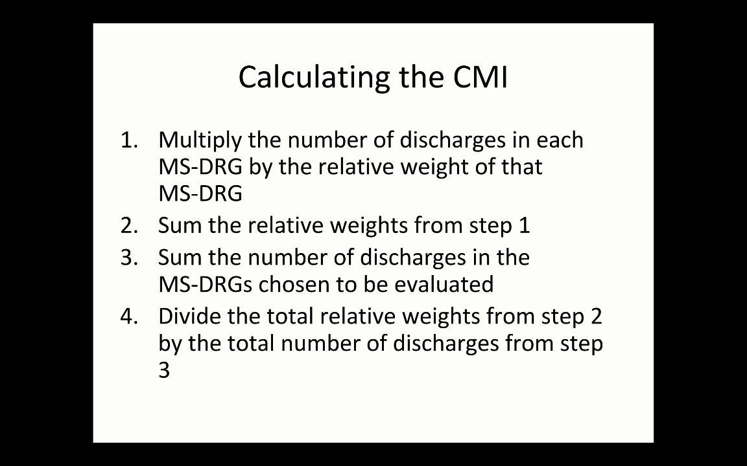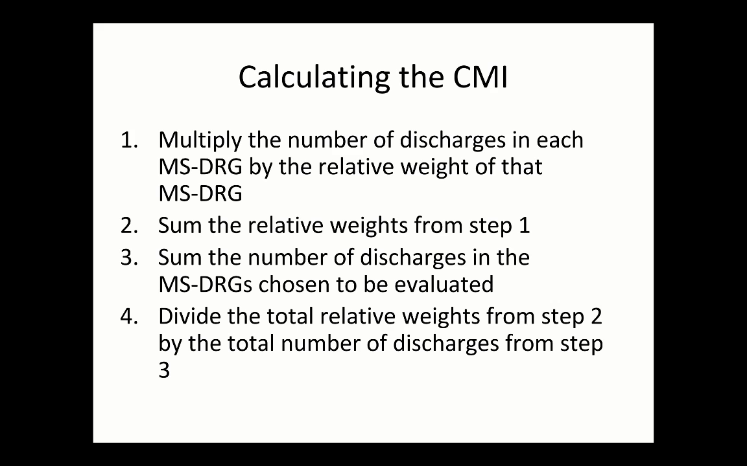So if a DRG has a weight of 0.5, that would mean that patients with that diagnosis are half the cost and severity of the average patient seen. A weight of 2 would mean that patient has a cost and severity about twice as high as the average patient seen. Thus, a higher MS-DRG weight indicates a more severe and more costly patient.